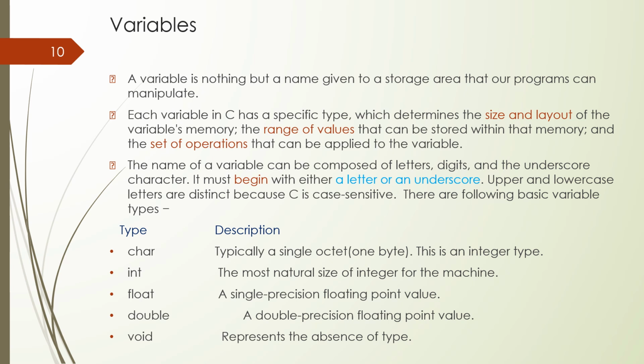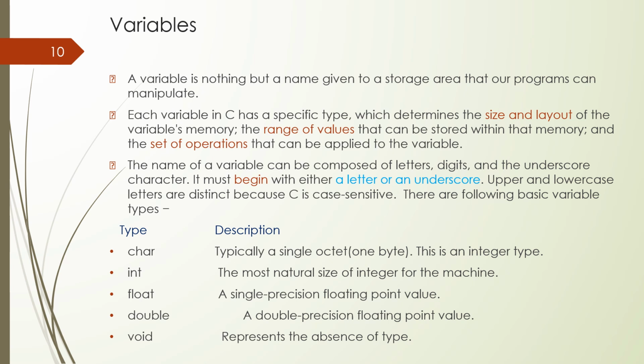The variable name can be composed of letters, digits, and underscore, but it should always begin with either a letter or underscore. You cannot put a number as the first character of the variable. C variables are case sensitive, and you can write them in upper and lowercase alphabets.